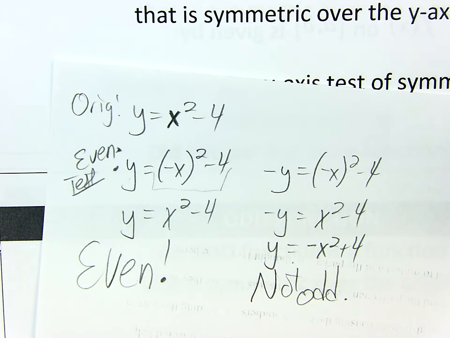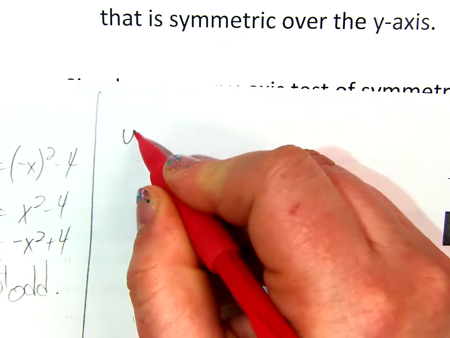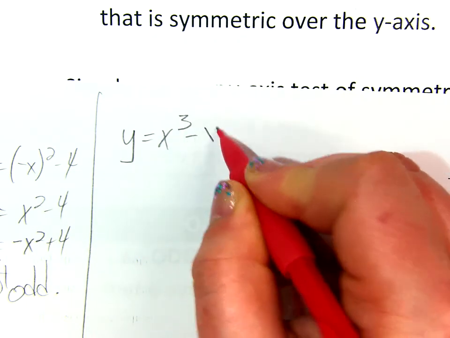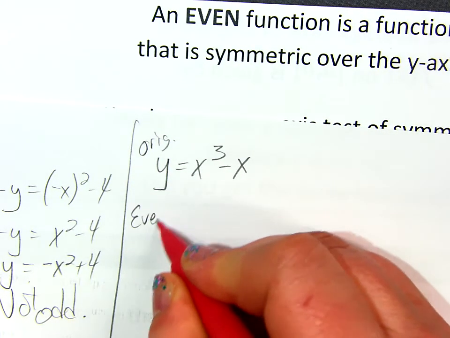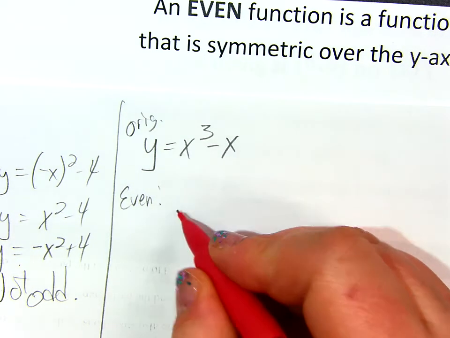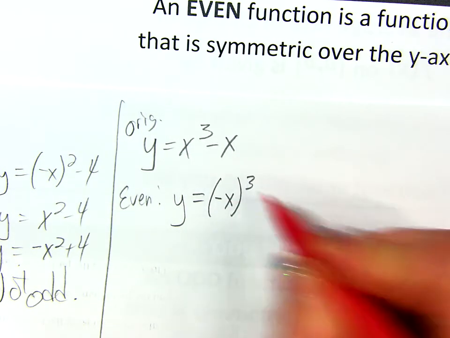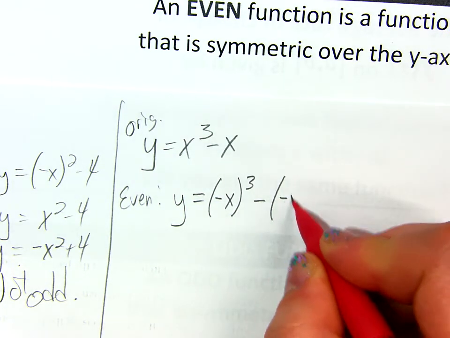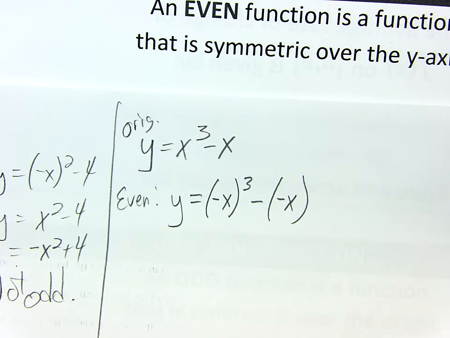Let's try the second one together. Again, I'm going to start off by rewriting it as y equals x to the third minus x. Okay, so there's my original, and now I'm going to test for even. How do I do that again? Yes, plug in negative for x. So I'm going to replace my x's with negative x's. So I'll do negative x to the third minus negative x. Do you see that? I've taken my x's from the original and replaced them with negative x's. Let's go ahead and simplify this function and see if I can get it to match the original.